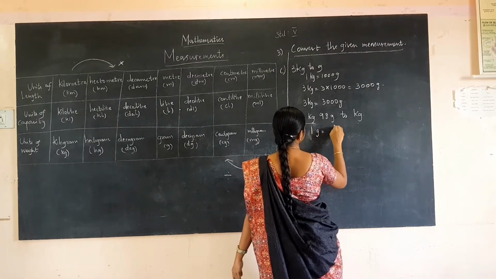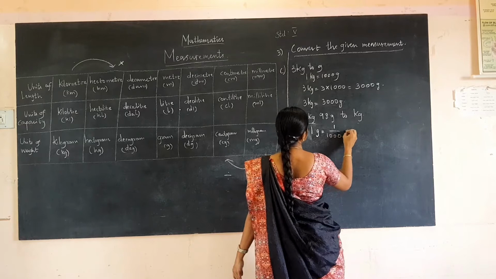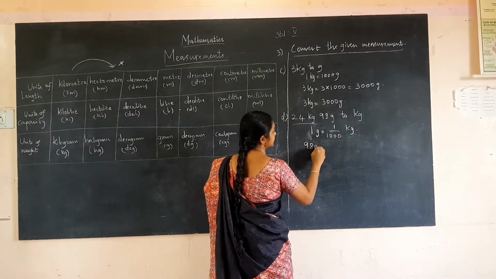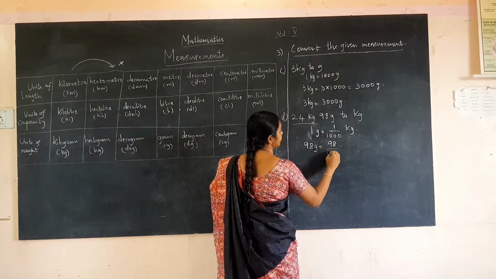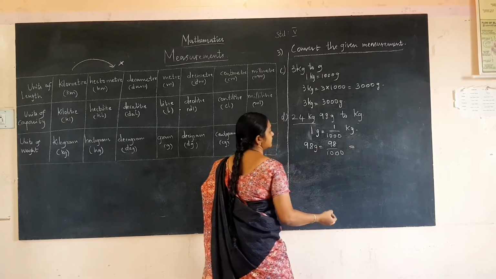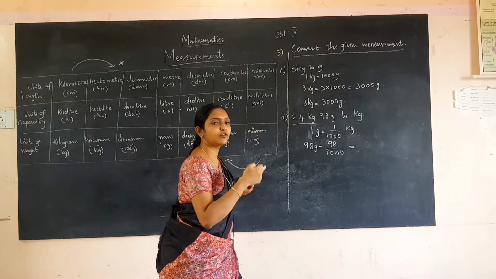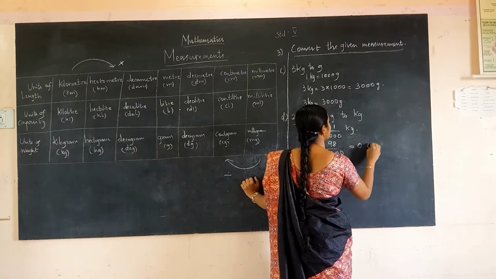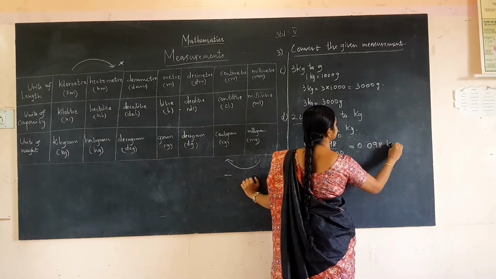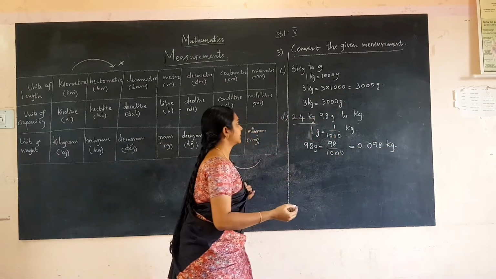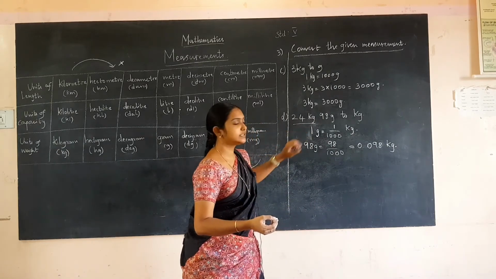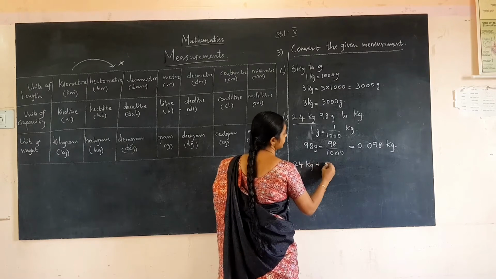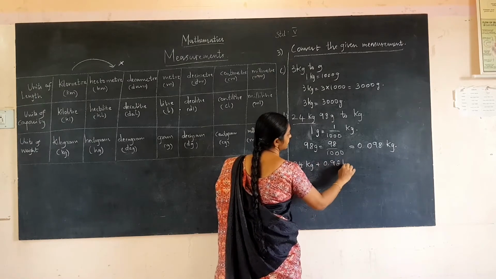1 gram equal to 1 divided by 1000 kilogram. Then for 98 grams, we have to divide 98 by 1000. We have to keep the decimal point before 3 places, 1, 2 and 3. So it is 0.098 kilogram. Already we are having one unit with kilogram. So we have to add 24 kilogram and 0.098 kilogram.